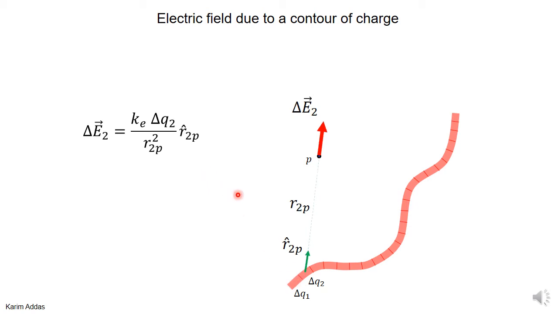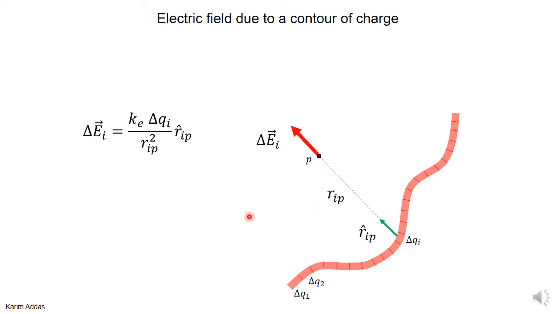We would get the electric field due to the second element of charge, and it's exactly the same idea, but instead of delta Q1 you have delta Q2, instead of R1p you have R2p, instead of r hat 1p you have r hat 2p. And this unit vector is not necessarily the same as this one, because the unit vector points from the element of length to the point. This is what the electric field would be due to the ith element of charge. So you have delta Qi, you have Rip, r hat ip, and this gives you delta Ei, the electric field due to the ith element of charge. It's the same thing exactly.